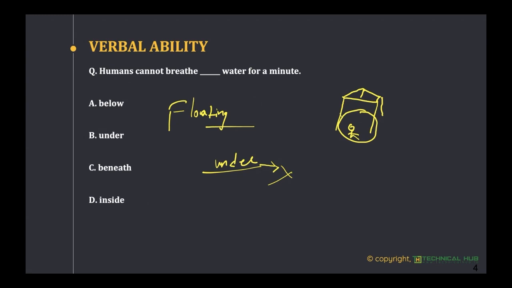Next one. Humans cannot breathe underwater for a minute. This is the right option. Let's see why the other two are not correct. Beneath: beneath is something touching the surface and then there. I have put one magnet to the table. It's beneath the table. It's just touching the surface, and then it is known as beneath. Okay, so it is wrong. Inside the water is wrong again. So the option is B.